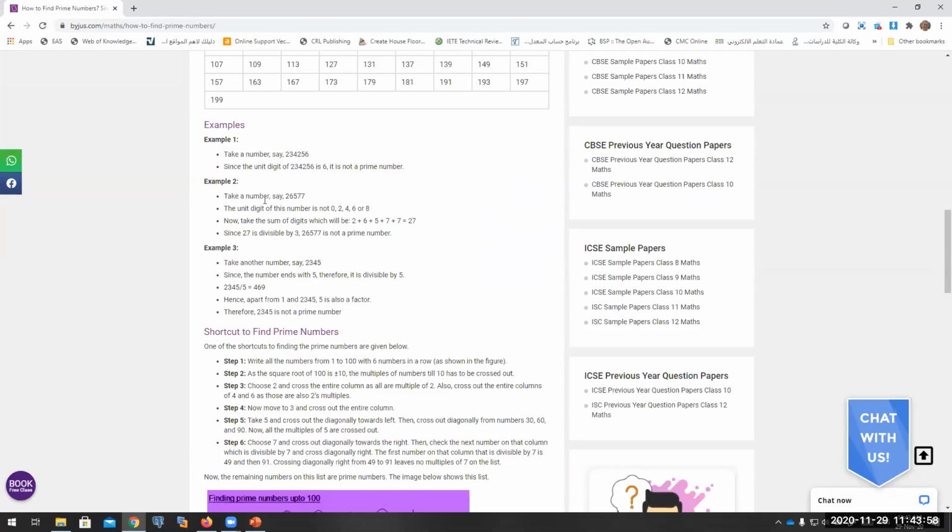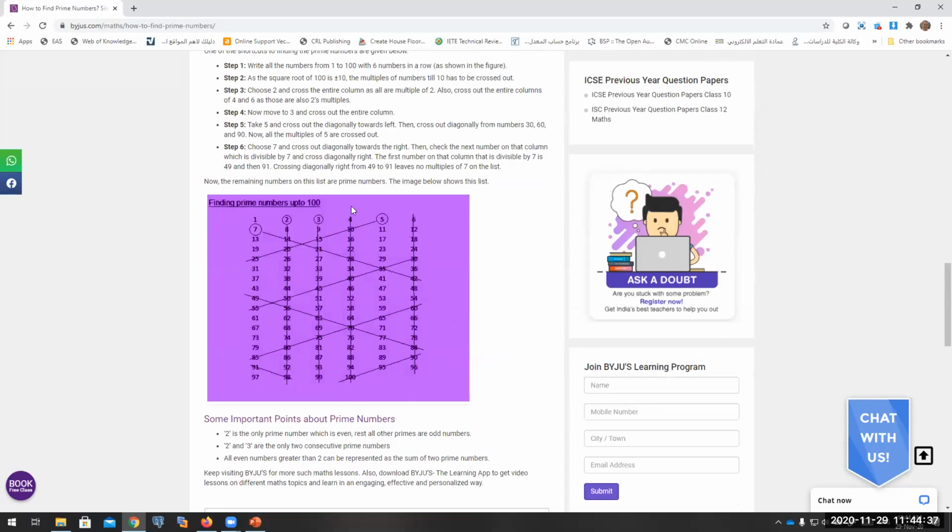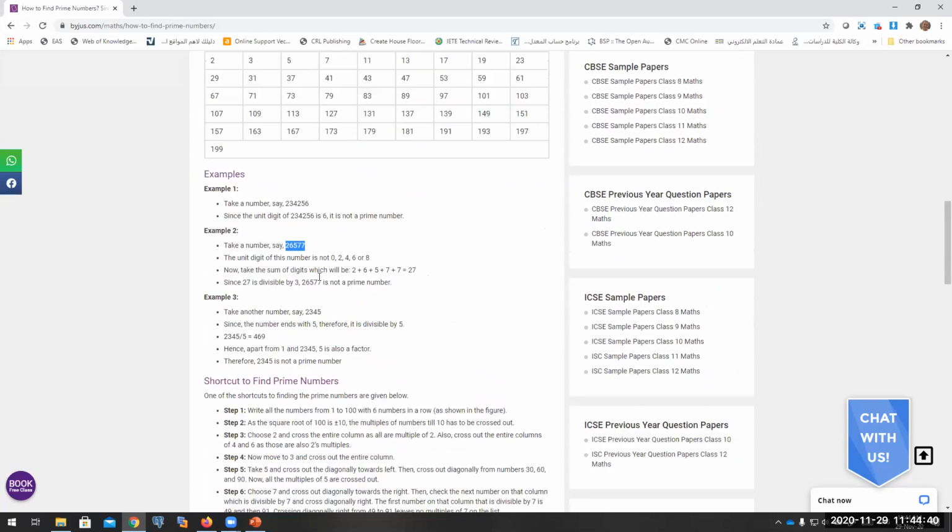Okay, another example, take a number, say this number is a long number. The units is not 0, 2, 4, 6, 8, because if it is one of them, it will be an even number and it fails the test. Then we get the sum of all the digits and take this sum as 27. 27 is not a prime number just because 2 plus 7 is what? It is 9. And 9 is divisible by 3. This means that this number is divisible by 3. So it is not a prime number too. And so on. You can read all the tests here to check if this is a prime number or not.